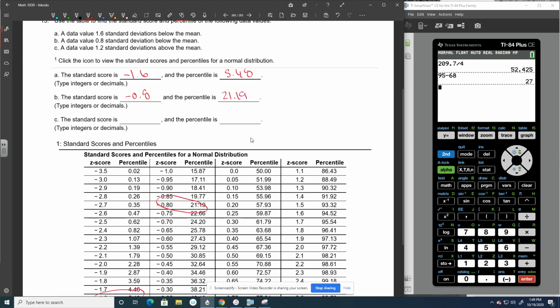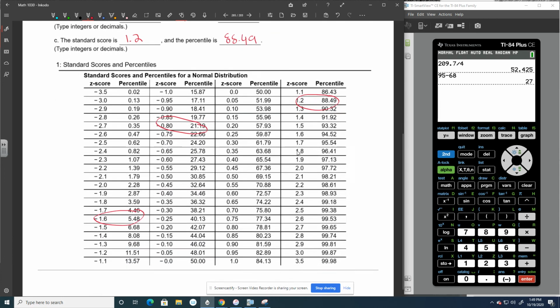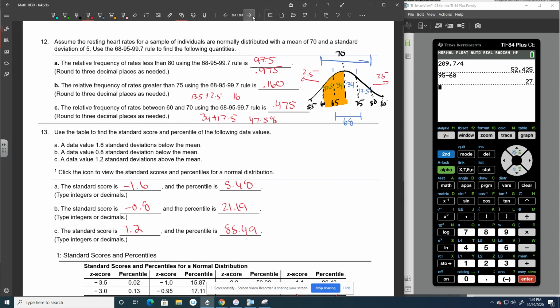Now you could find that percentile, but they're going to give you the table on the questions that require it. So you don't have to worry about doing the algebra. You just have to use the table. So the standard score for C is 1.2 standard deviations above the mean. So my standard score is going to be 1.2 because I'm above the mean. And that's going to give me a percentile of 88.49. Okay, number 14.